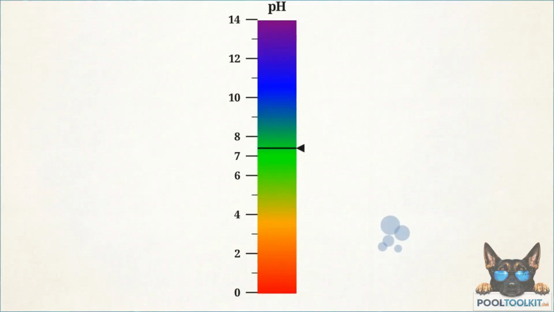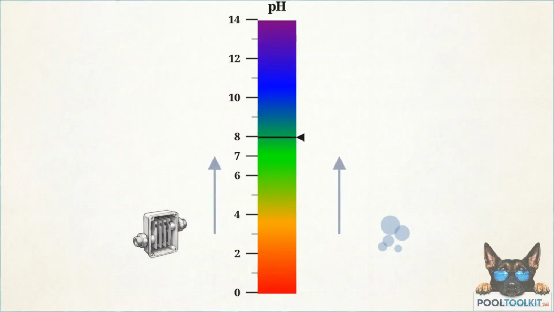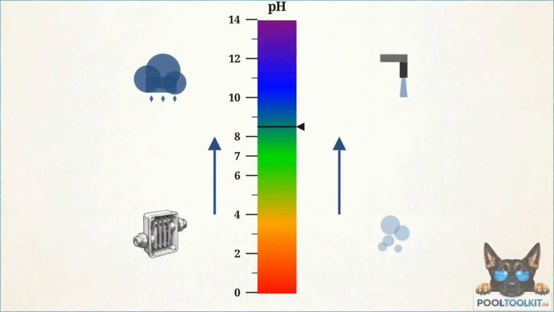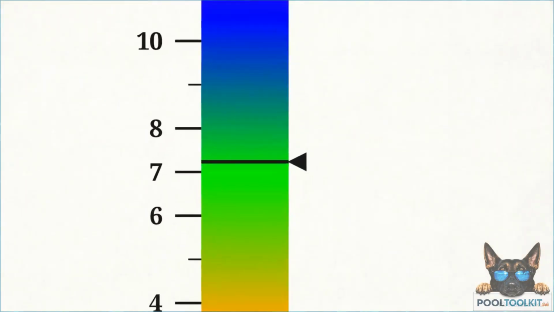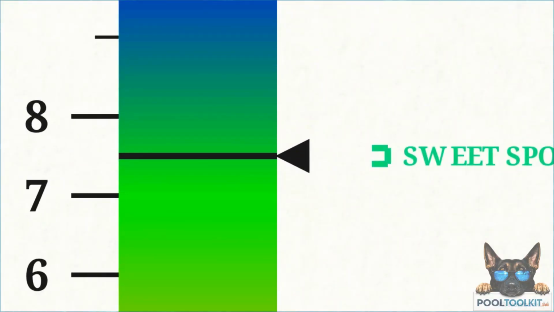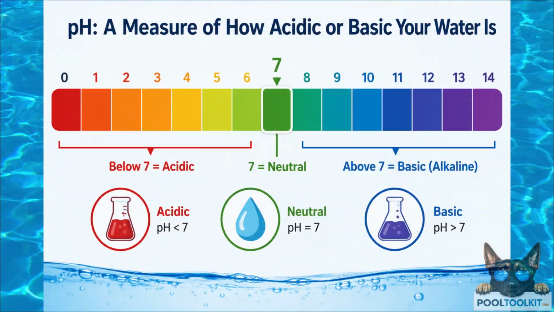Pool water never sits still out in the real world. Aeration from your return jets and the chemical byproduct of salt chlorine generators naturally push your water's pH upward. On the flip side, heavy rain or a fresh fill from a well can drag it right back down. The comfortable target for most pools is a narrow window between 7.4 and 7.6.